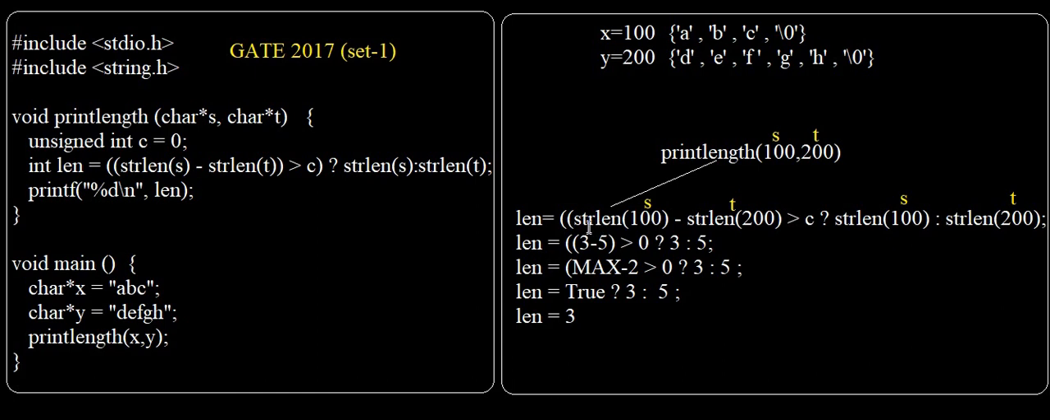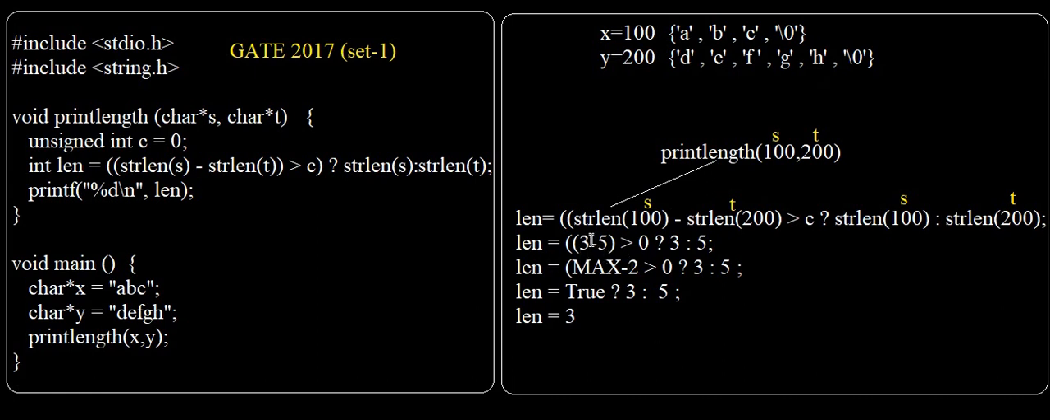strlen of 100: this function strlen goes to the base address 100 and counts the number of characters, 1, 2, 3. It will return 3 here. Okay, and what about 200? 200 will return 5, 1, 2, 3, 4, 5. It will not count the null and place here. And if you subtract these two numbers, it will be -2.